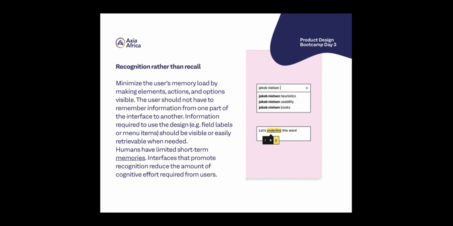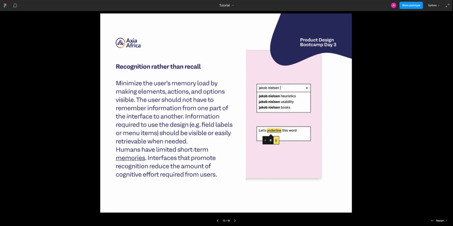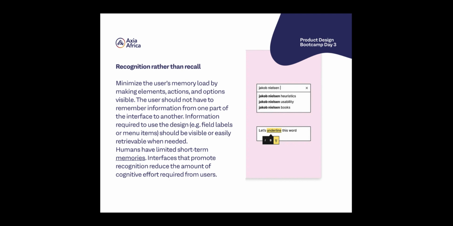Or let's say someone likes listening to Crazy Things by Thames and you type C, it just gives you the suggestion immediately. So it helps you to quickly recognize, oh, this is what I wanted to click on. Recognition rather than recall. The user should not have to remember information from one part of the interface to another. Information required to use the design, e.g., field labels or menu items, should be visible or easily retrievable when needed. Humans have limited short-term memories.